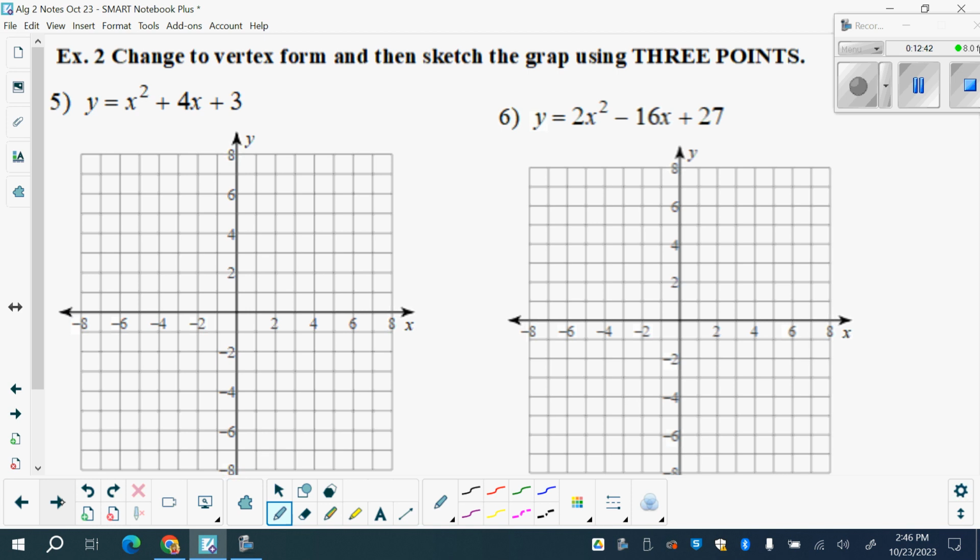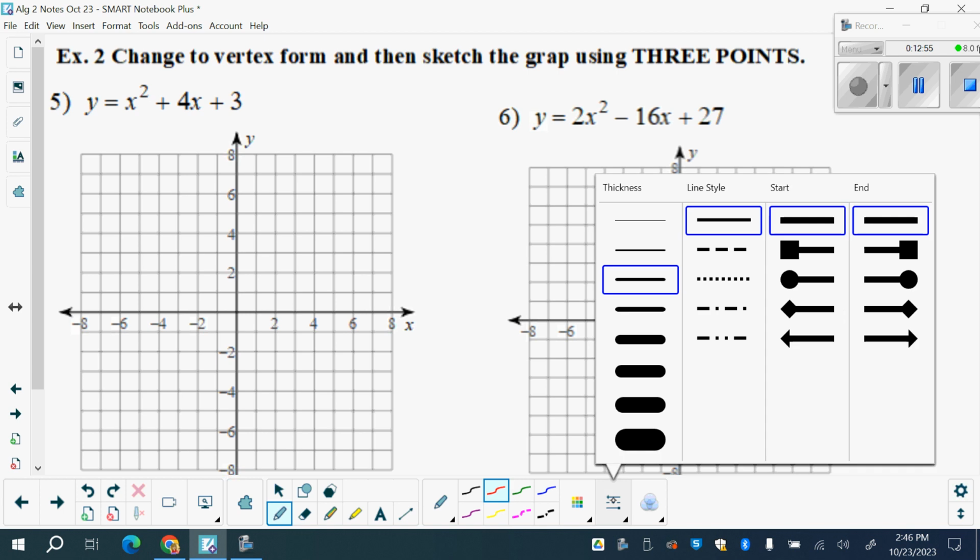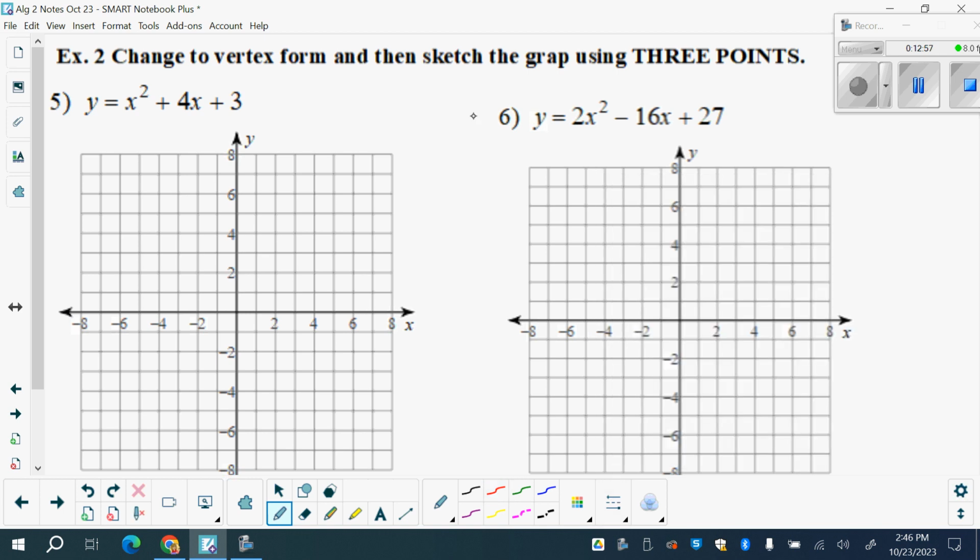Okay, so let's do number 5. We want to change to vertex form and then sketch the graph. So changing this to vertex form, let's use a red. We would take what number divided by 2 and square it? 4. 4 divided by 2 squared, which is? 4. Yeah.